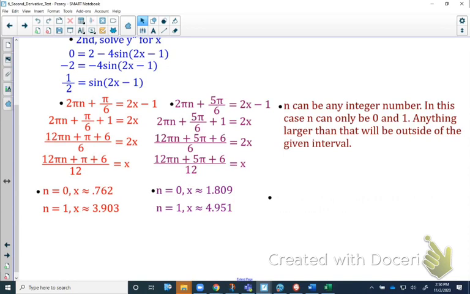Now, are those 4 decimal numbers inside of the interval that we're allowed to work in? In this case, they are. So this is going to show us that the function is going to change concavity 4 different times, at x values of 0.762, 1.809, 3.903, and 4.951.